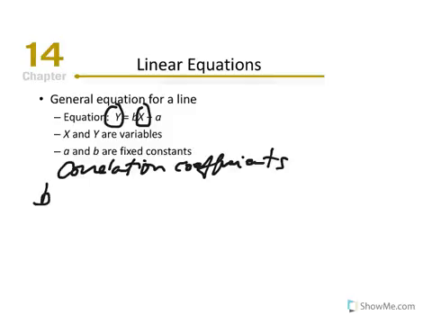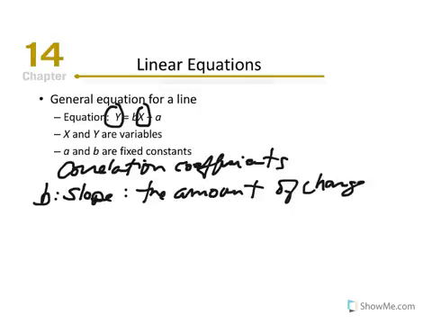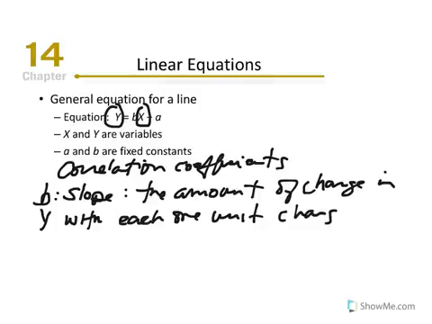where b represents the slope of the line, and we understand slope to represent the amount of change in y with each 1 unit change in x. I'm sure you've heard the phrase rise over run. So again, it's the amount of change in y with each unit change in x.